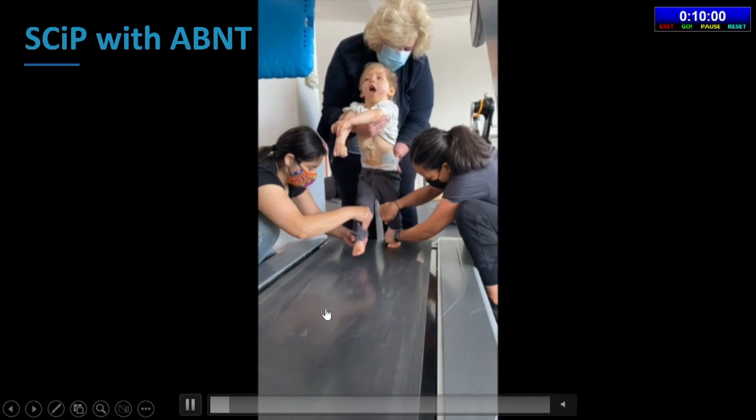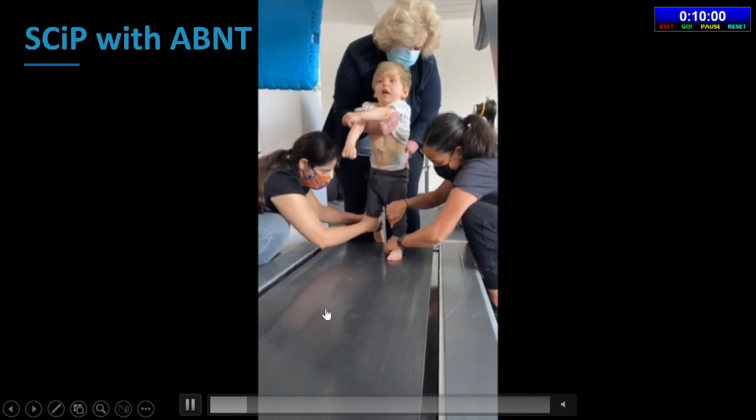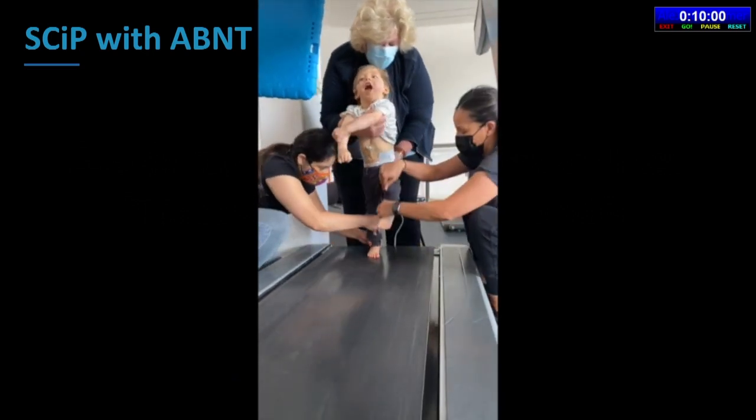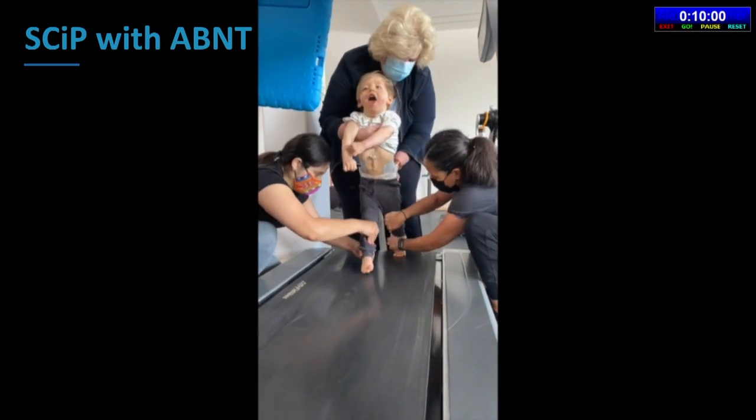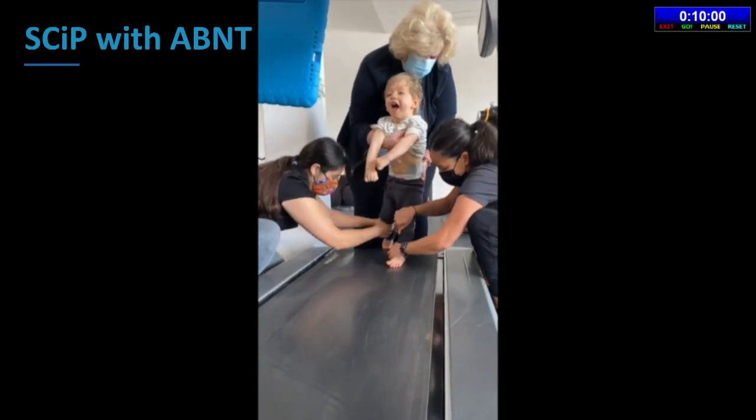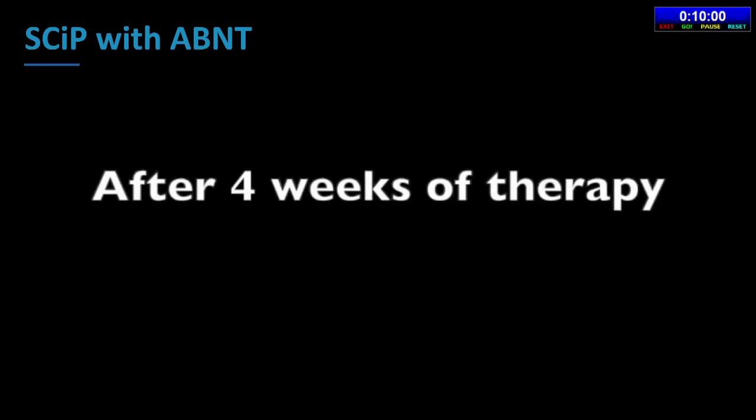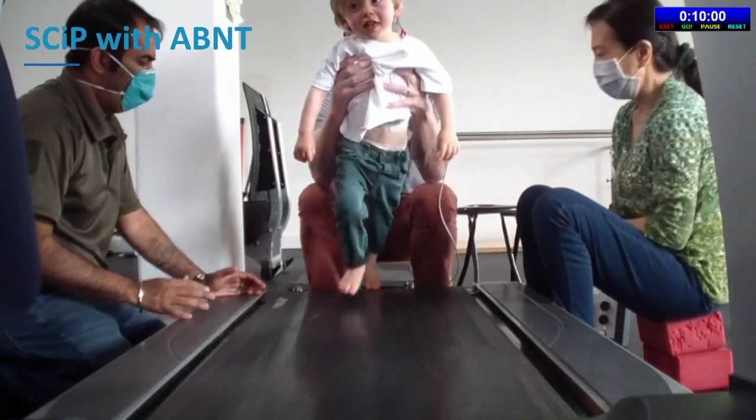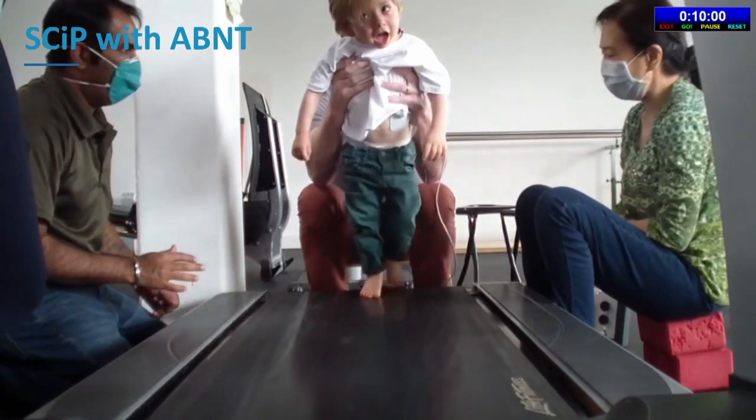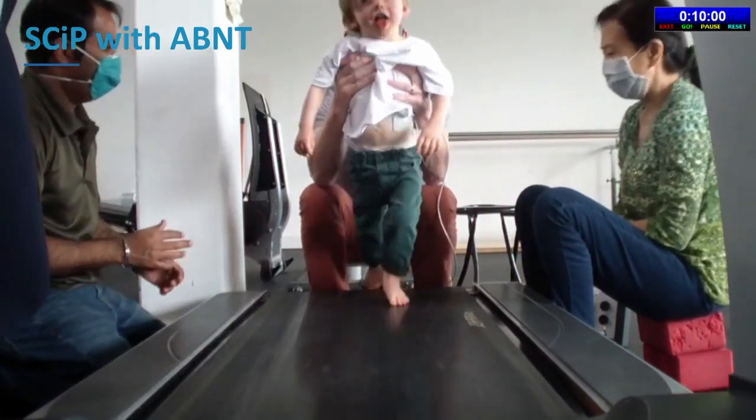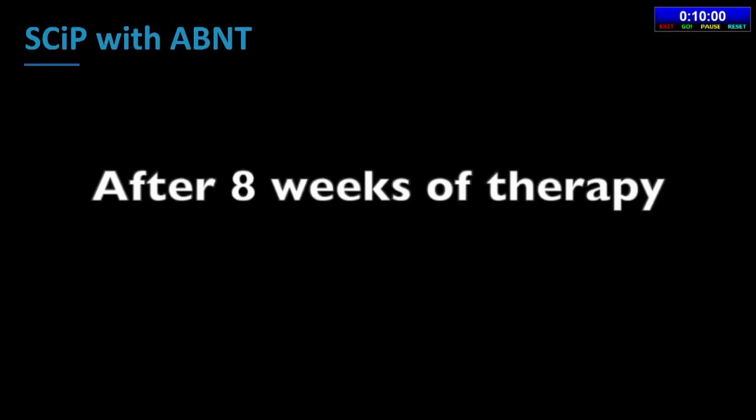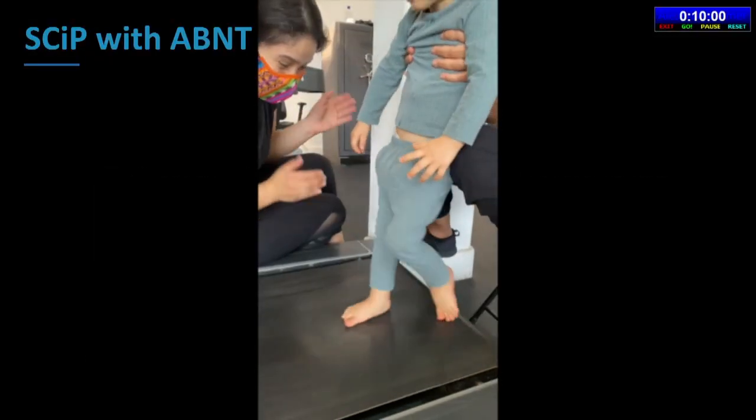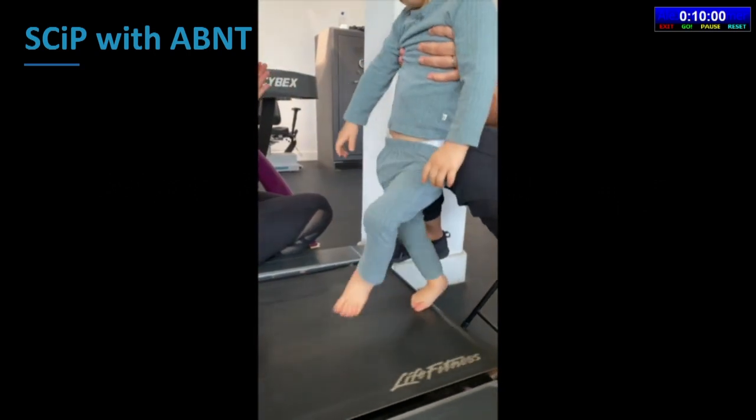And when you perform this over a period of time, here's a child again with level 4 CP being trained to walk on a treadmill. When he received therapy twice a week, an hour a day, at the end of 4 weeks, he had regained some voluntary function where he's able to take a few steps on the treadmill. And that continues to improve after 8 weeks of therapy, where he's now completely voluntarily able to take these steps.